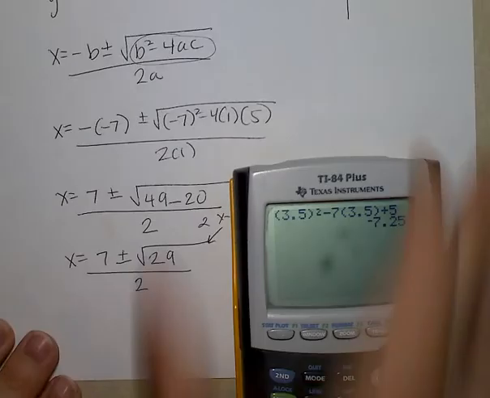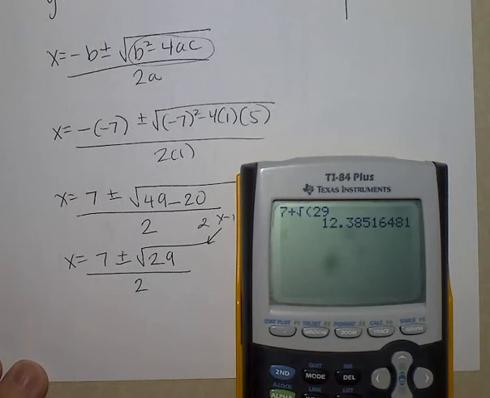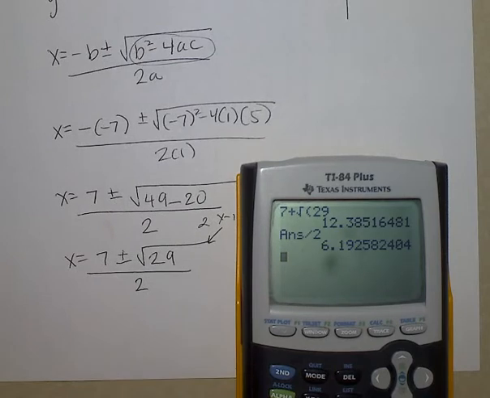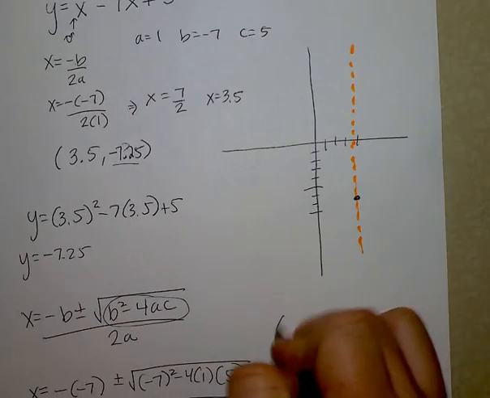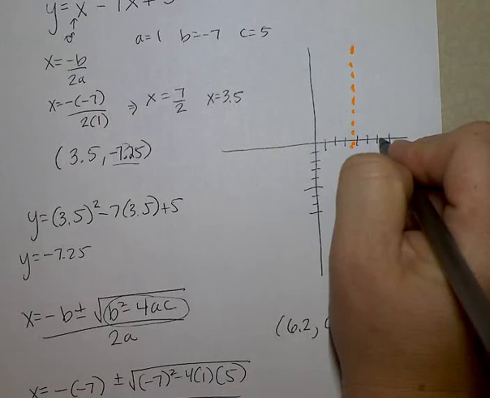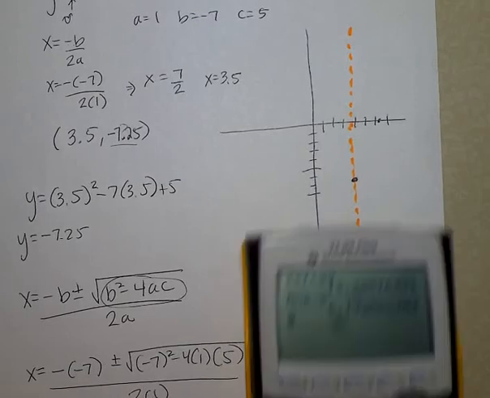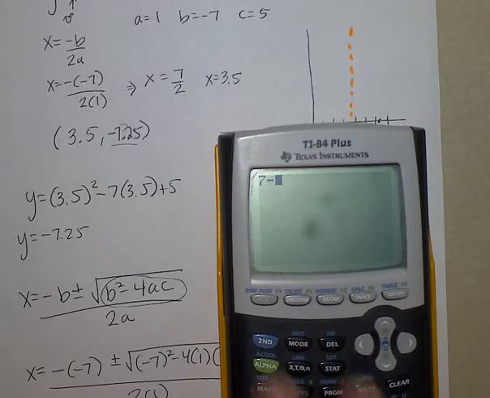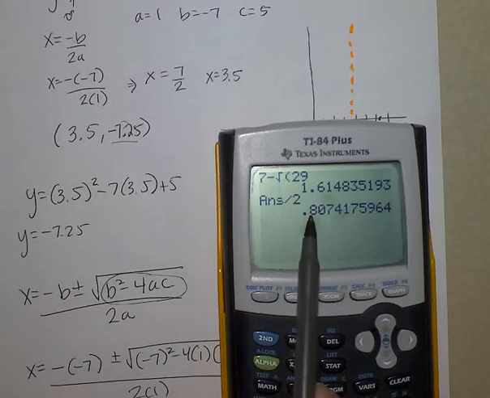We're going to grab the calculator and go 7 plus the square root of 29. So I've completed the numerator, and I'm going to press enter, and now divide by 2. We're going to round to the nearest tenth. So 6.2 approximately. So one x-intercept is 6.2. 1, 2, 3, 4, 5, 6, 6.2. The second x-intercept, now I'm going to subtract. 7 subtract the square root of 29 divided by 2. Rounded to the nearest tenth is 0.8.